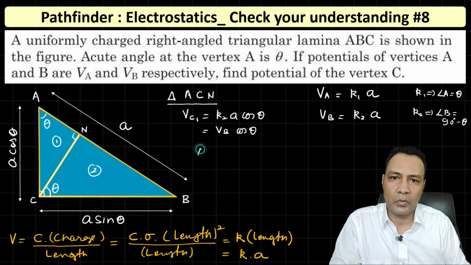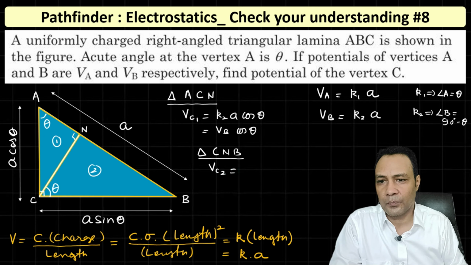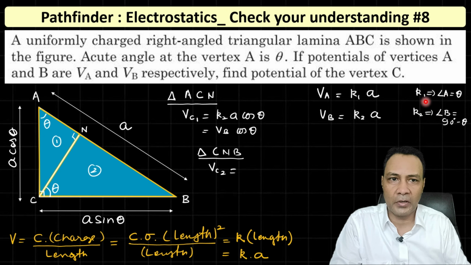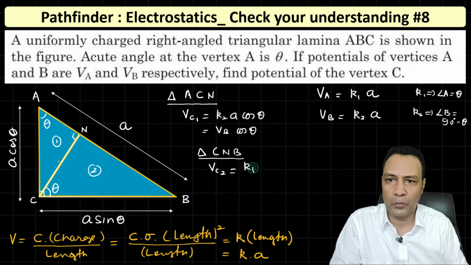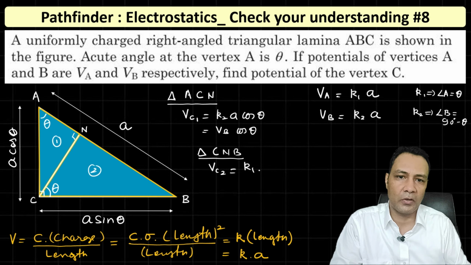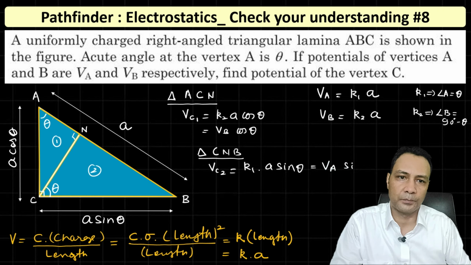And similarly, because of triangle CNB, which is lamina 2, the potential at C because of this triangular lamina, at the vertex where the angle is theta, the constant of proportionality I am taking is K1. So that will be K1 into the hypotenuse of this lamina, and the hypotenuse of this lamina is A sine theta. So K1 into A sine theta, and K1A is VA. So that is VA sine theta.